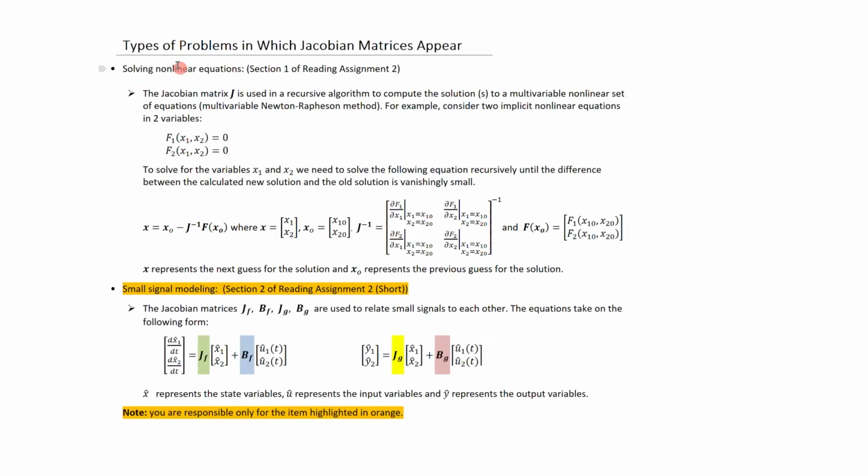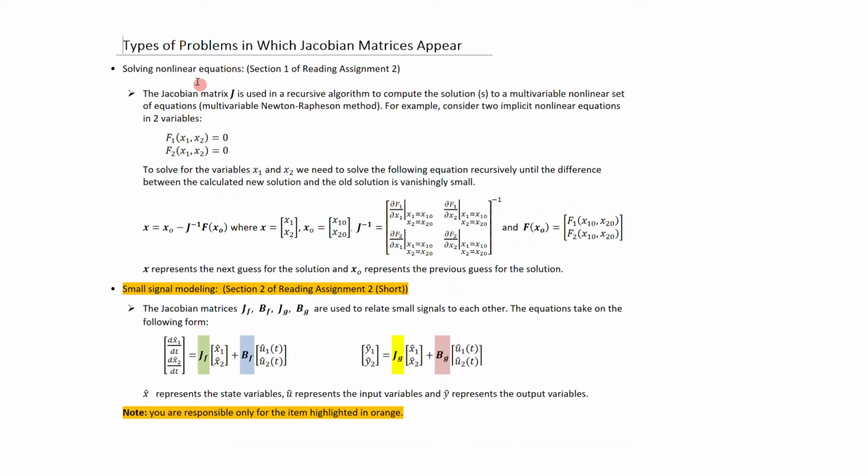All right, so what are the types of problems in which Jacobian matrices appear? One of the examples is solving nonlinear equations, and this can be found in more detail in Section 1 of Reading Assignment 2. You are not responsible for this material, so some of this is just to give you a flavor of what's in these notes. You won't be tested on this. This is something that's just for your interest.